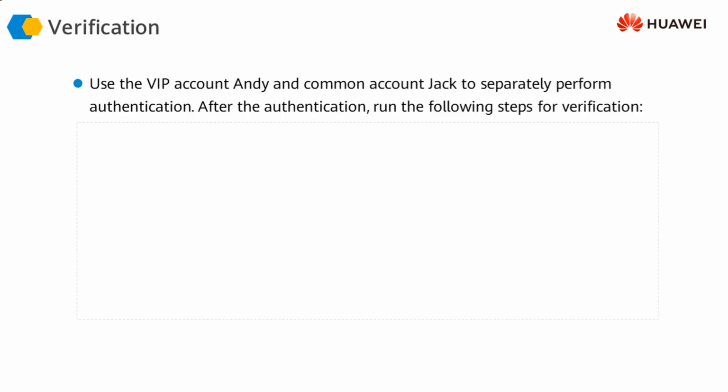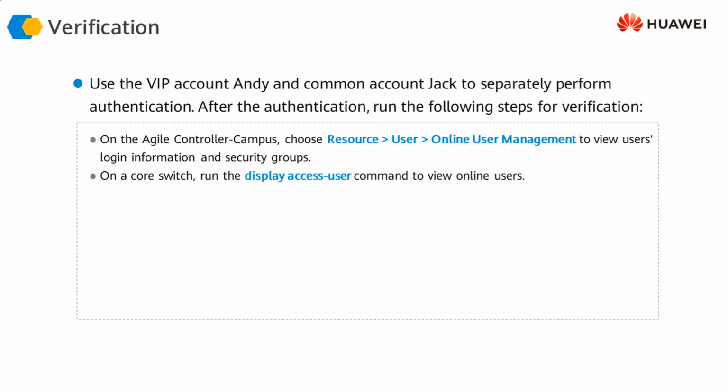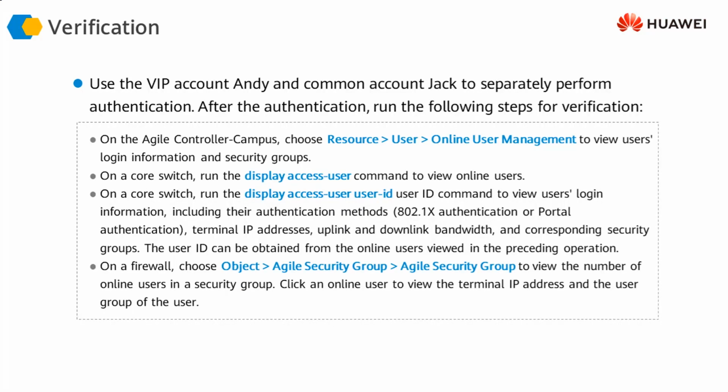Finally, you can do the verification. You can do verification through the graphic user interface on the Agile controller or on the firewall, but you can also check which of the users have logged into the system by issuing a command on the core switch. The command is display access-user. This will show you all the online users which are accessing the network through the core switch, and they have been authenticated by the core switch according to the instructions from the Agile controller or our policy controller.